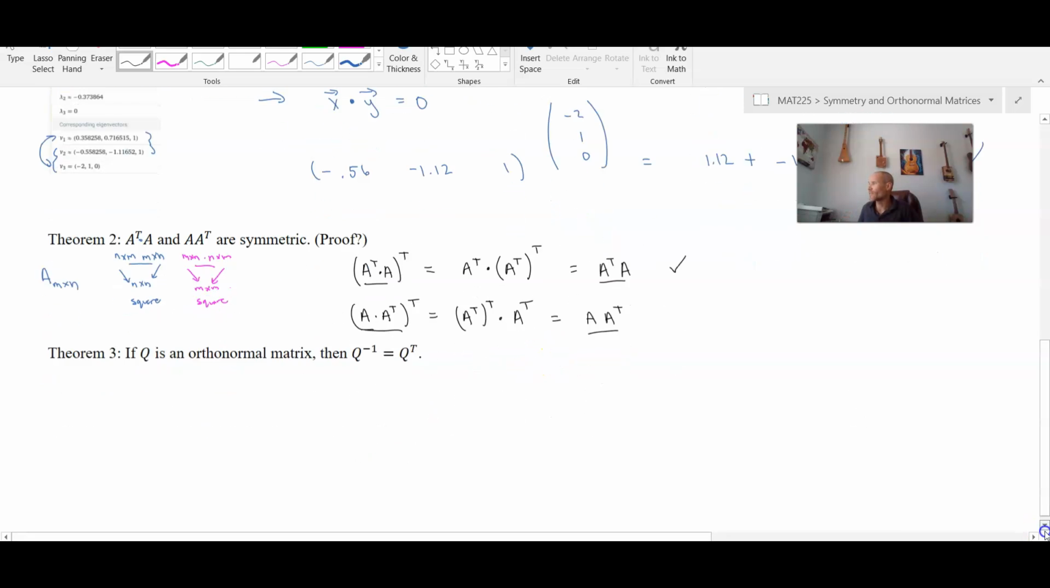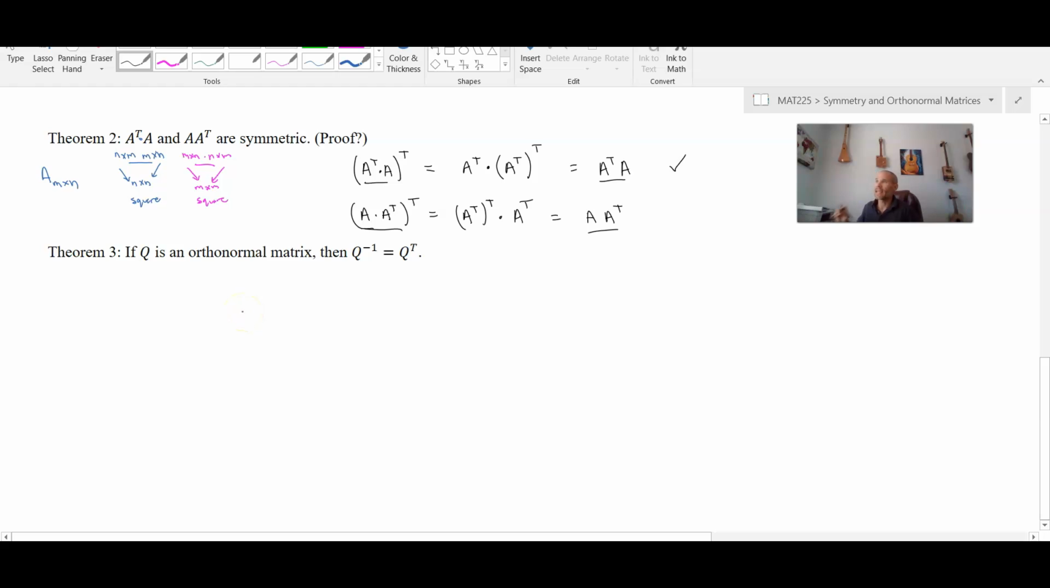And the very last theorem that we'll look at here is that if Q is an orthonormal matrix, then its inverse is equal to its transpose. Now this is fascinating, because if you have an orthonormal matrix, then you don't have to do any significant work to find its inverse. All you have to do is transpose it and you have the inverse of that matrix.